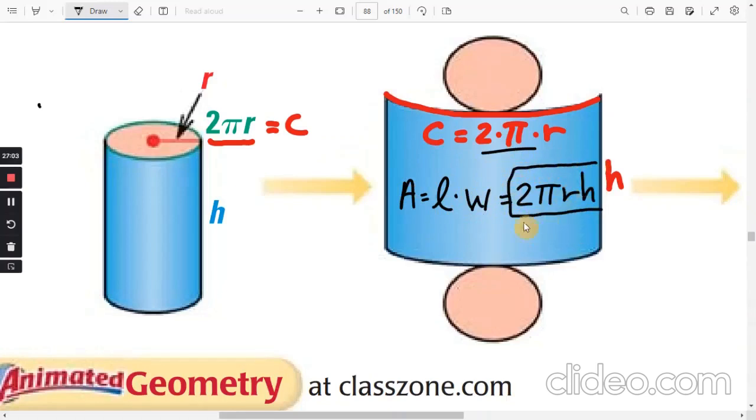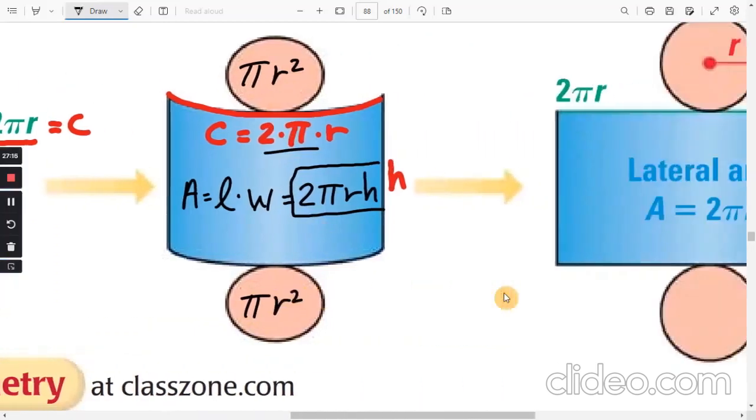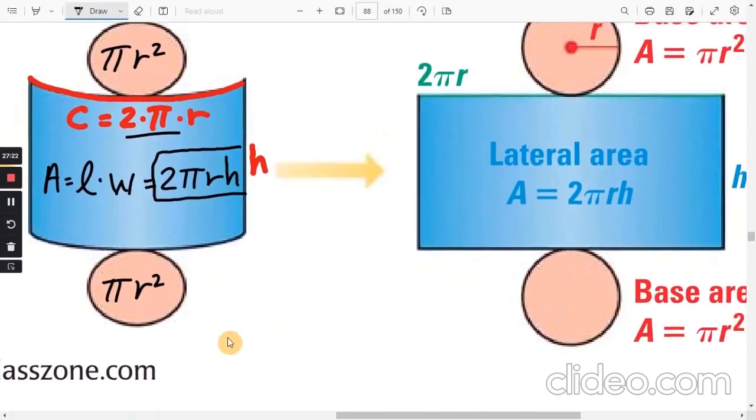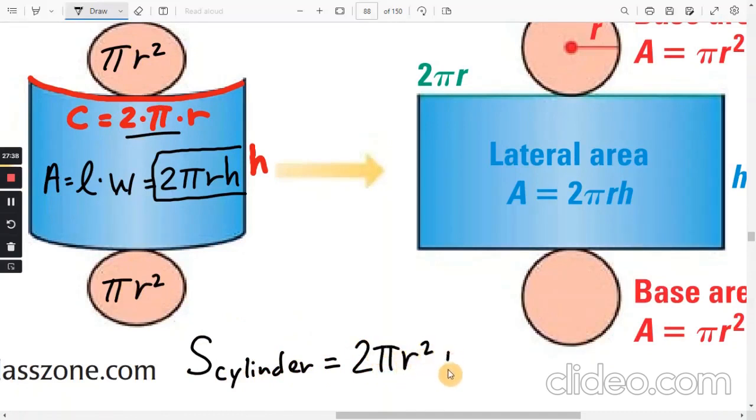All right, and we know the area of a circle is just pi r squared. But there's two of them. There's two circles on the top and bottom. So, as a result, the surface area for a cylinder is going to be pi r squared times 2. So that's 2 pi r squared, plus this area in here, which is 2 pi r h.